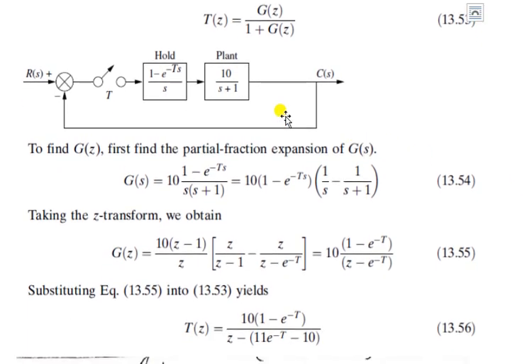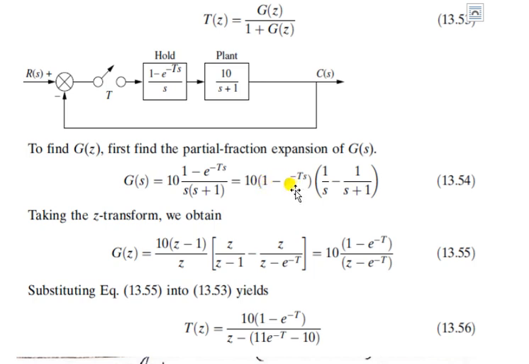To convert, we can multiply this term into this. So this is the complete G of s term here. Then 10 into 1 minus e to the power minus Ts. Then for this factor, we need to do the partial fraction. After calculating the values of the partial fraction, you will get 1 upon s minus 1 upon s plus 1. Then from this, you can write 10 into this 1 minus e to the power minus Ts.